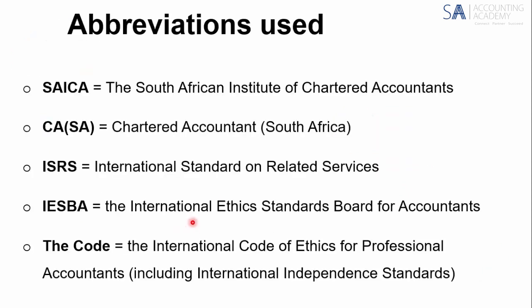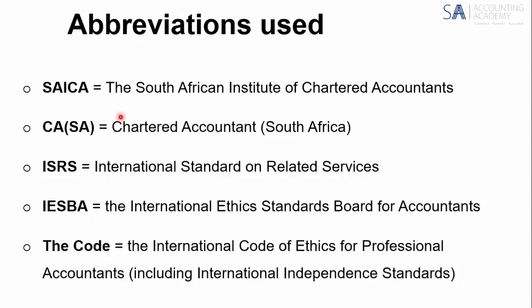So let's look at the abbreviations that I've used on the slides. We've got SAICA, we've got CASA, which is a Chartered Accountant South Africa, ISRS, which is the International Standard on Related Services, and if you remember correctly, ISRS 4410 is the one specifically on compilation of annual financial statements. IESBA refers to the International Ethics Standards Board for Accountants. They're the ones that issue the International Code of Ethics, and they have the IESBA code on which all the other professional bodies base their codes on.